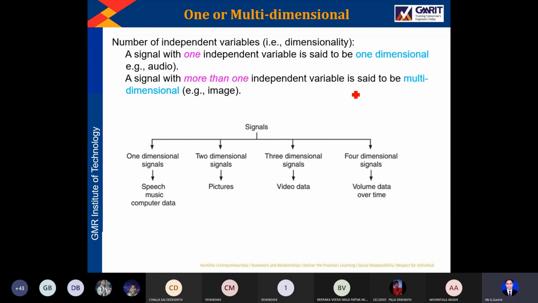No. Right. So signals can be classified based on the number of independent variables. Okay, so at the bottom you can see one-dimensional signals: speech, music, computer data, all these come under one dimension. Two-dimensional signals means pictures or digital images. Three-dimensional signals means video. Four-dimensional signals means volume over time.